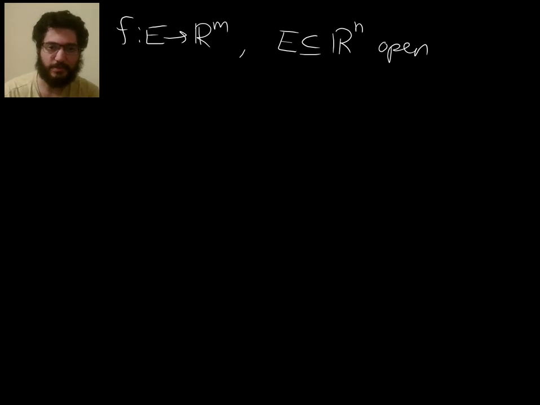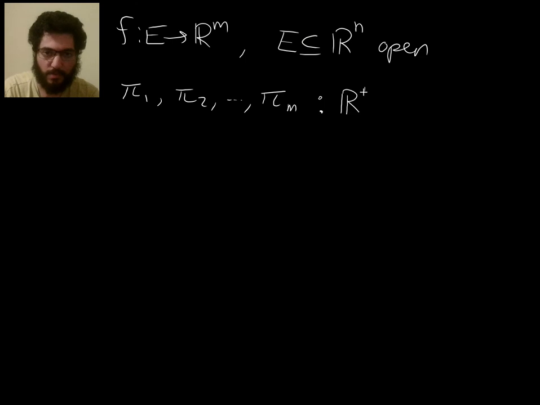Now I want to introduce partial derivatives. So let's start with our usual setup, f maps E to R^m, where E is an open subset of R^n. And this first part is just going to be building up a bunch of notation. So there are some projection maps. Let's call them pi_1 up through pi_m, projecting the m components of R^m to R.